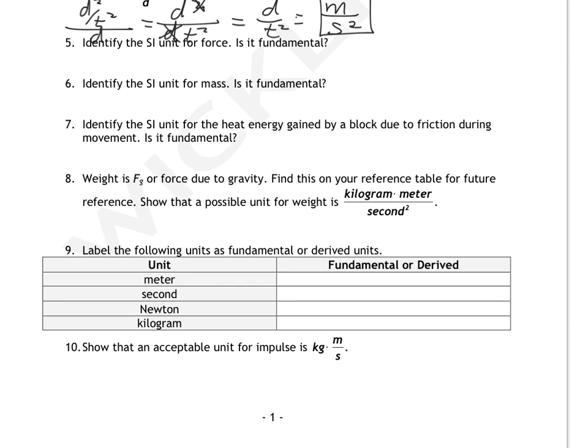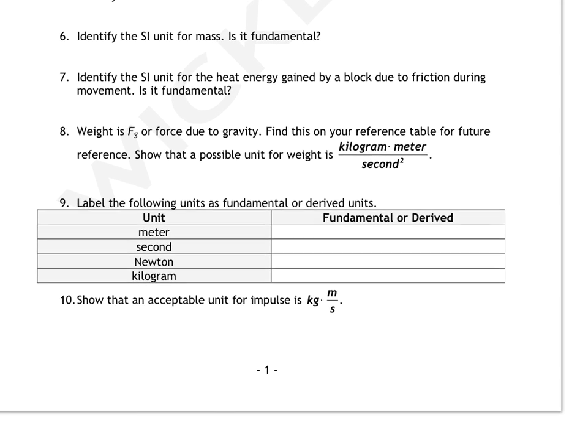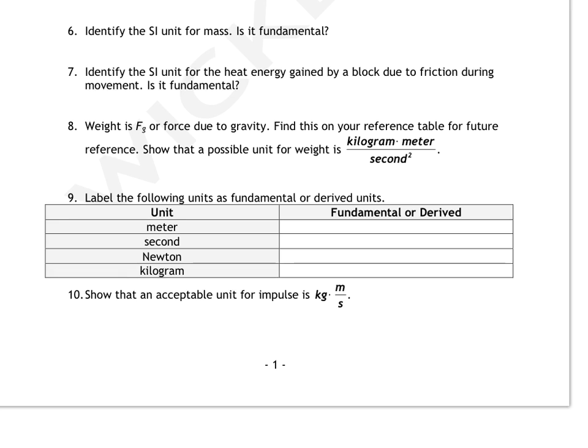Okay, here in number 8, I'm seeing some promise. It says weight is Fg, or force due to gravity. Find this on your reference table for future reference, and show that a possible unit for weight is kilogram meter per second squared. Okay, so Fg is force due to gravity, and we just want to show that a possible unit for it is kilogram meter per second squared.